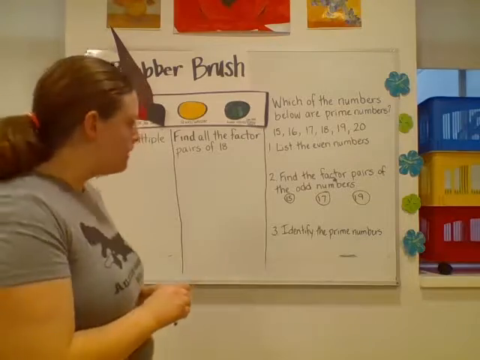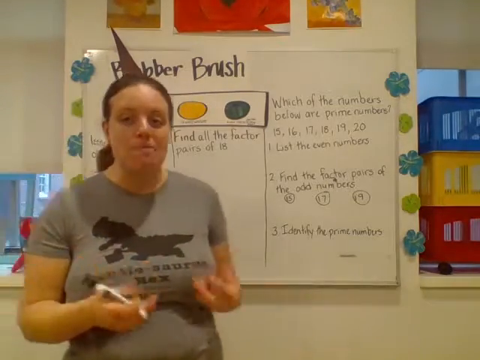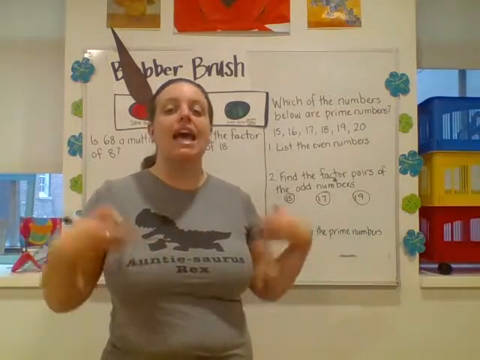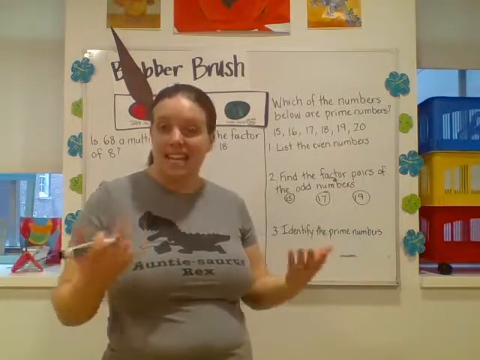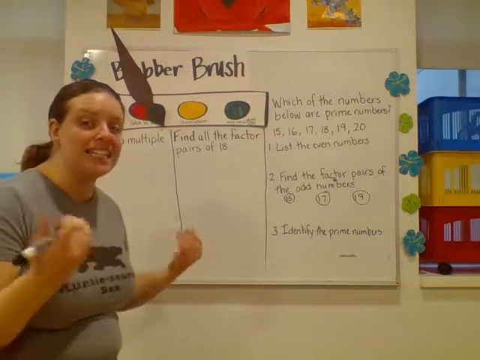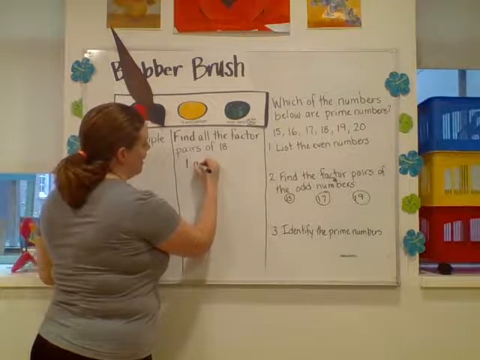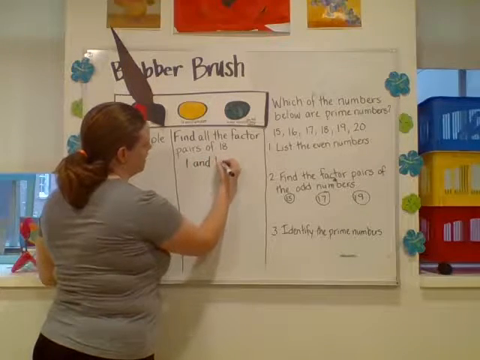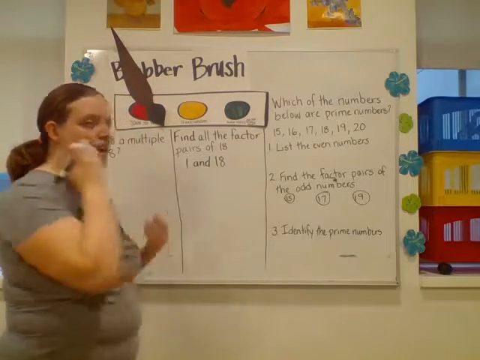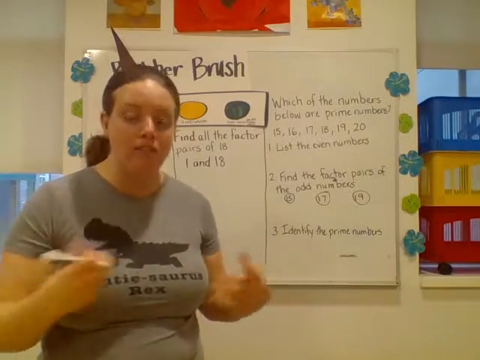So, the first question is, is 1 a factor of 18? Can I multiply 1 by something and it will equal 18? And the answer is yes. 1 times 18 is 18. So, therefore, 1 and 18 are factors, and 1 and 18 is a factor pair of 18.